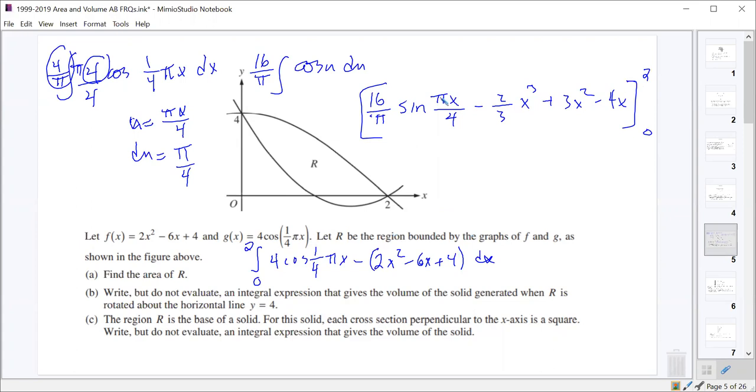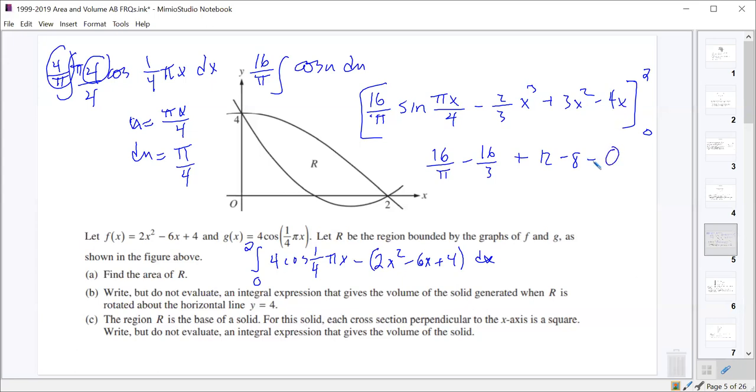And if I plug in 2, this is 16 over pi times the sine of pi over 2. What's the sine of pi over 2? 1. So 16 over pi minus 16/3 plus 12 minus 8. Everybody agree with my arithmetic there? Okay. Minus, if I plug in 0, what's the sine of 0? 0, right? And what's 0 cubed? 0, and 0 squared? 0, and 0 times 4? 0, so minus a bunch of 0.